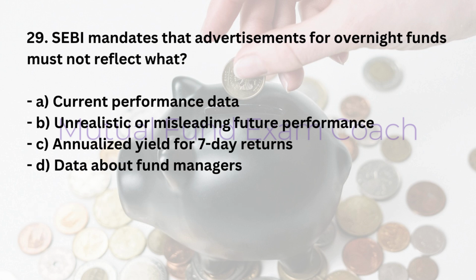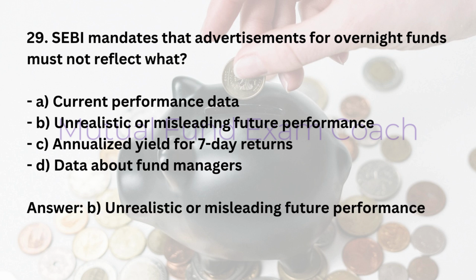29. SEBI mandates that advertisements for overnight funds must not reflect what? A. Current performance data. B. Unrealistic or misleading future performance. C. Annualized yield for 7-day returns. D. Data about fund managers. Answer, B. Unrealistic or misleading future performance.